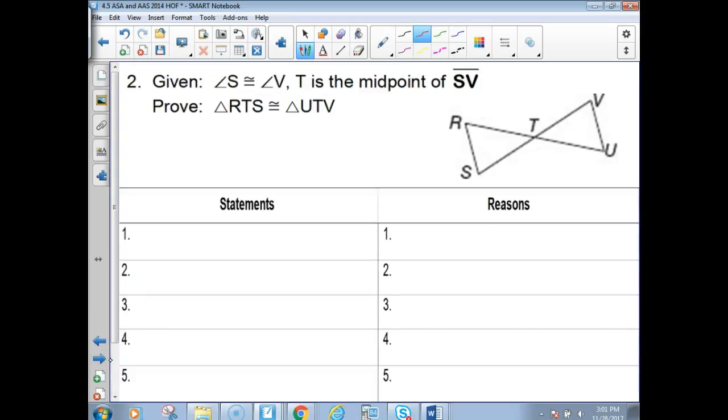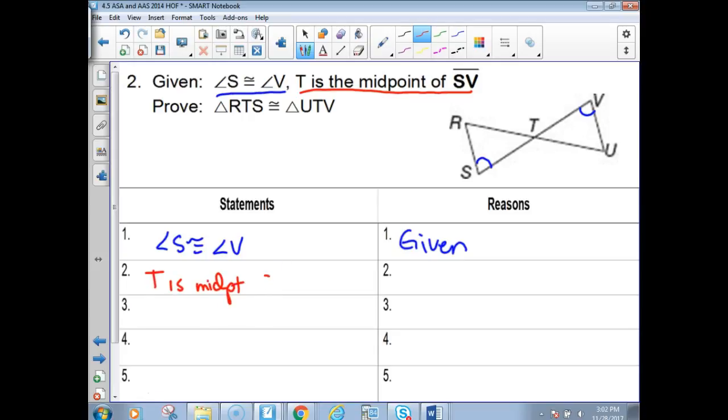All right, let's try another. We got given angle S congruent to angle V. So I'm going to go to the picture. Please do this. When you write something down about a part, go to your diagram and mark it. So I'm going to put a little arc on angle S and a little arc on angle V. All right, now I'm done with that given. Next, I'm going to go to the next given and put it in my proof. T is midpoint. I'm going to abbreviate that MIDPT of SV. You don't even have to write S of if you want.